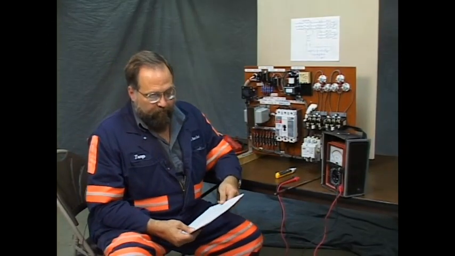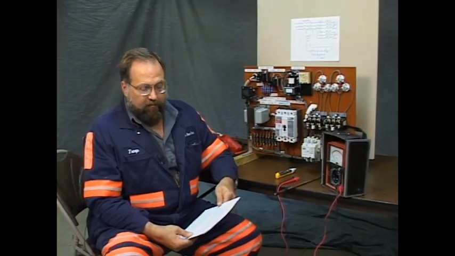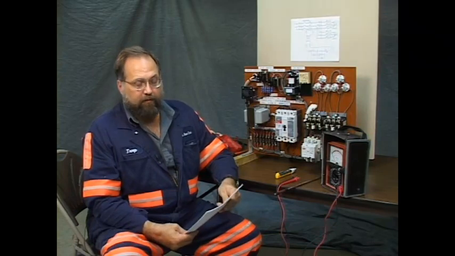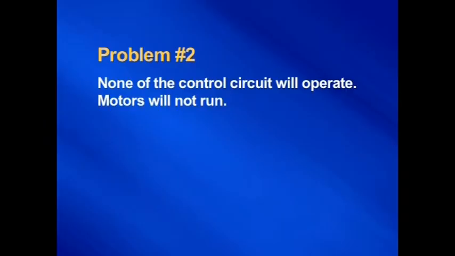Problem number 2. If the apprentice should draw this problem for his state electrical examination, it would read as follows. None of the control circuit will operate. The motors will not run. That's it. None of the circuit will operate. Motors won't run.